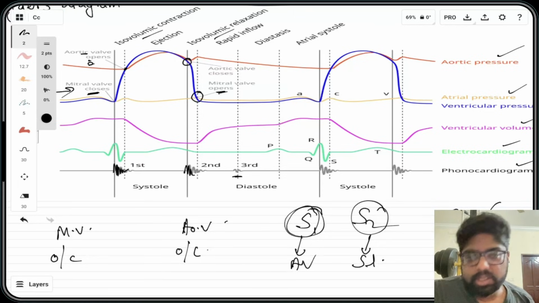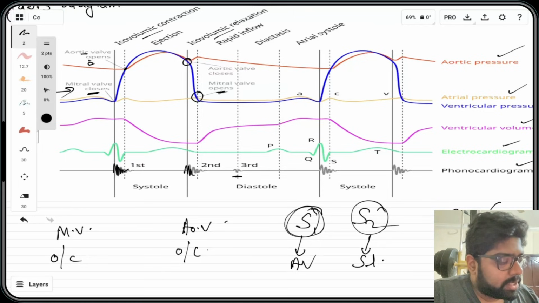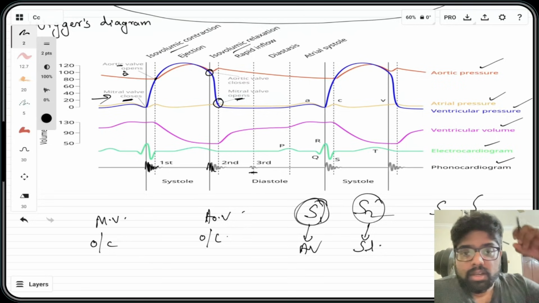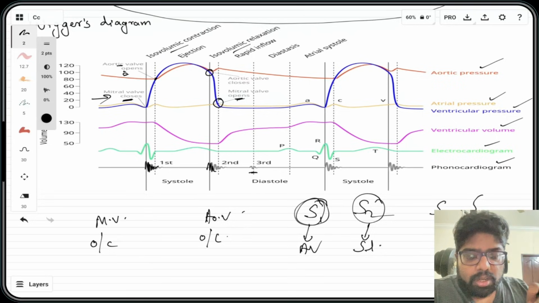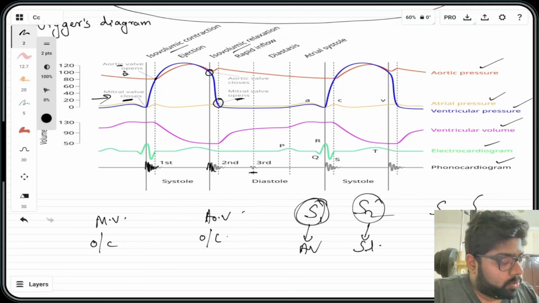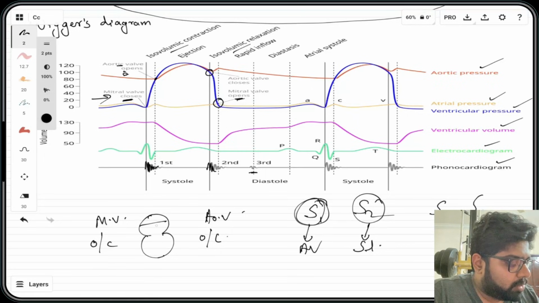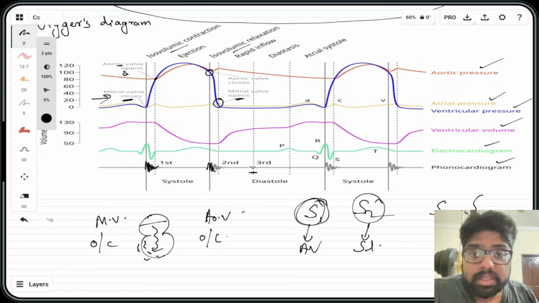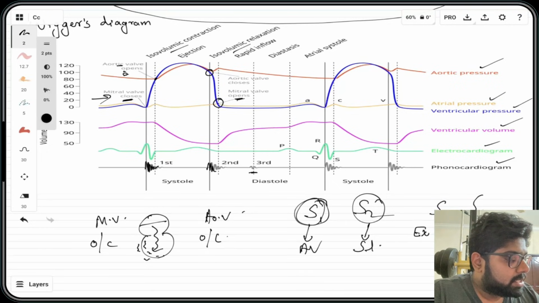So S3 and S4. Now S3 occurs when there is inflow of blood into the ventricle, causing the vibration of the ventricular valves. So when we are talking about the atria and this being the ventricle, when the blood from the atria falls into the ventricle, there is a slight vibration of the ventricular valve. That is what leads to S3. It can be seen normally in exercise as well as children.